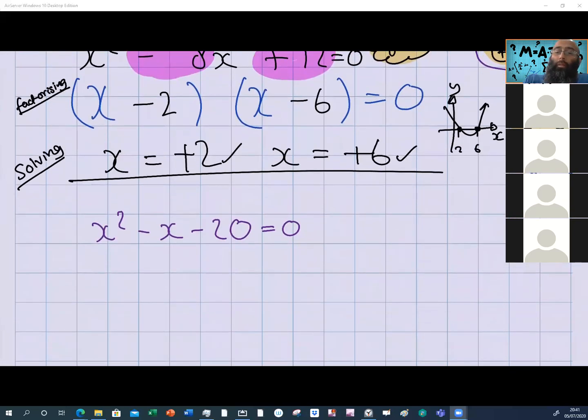We're looking for 2 numbers that multiply to give you minus 20 and add up to give you minus 1. There's no such thing as minus x. It's got to be the number. We're not talking about minus x as the coefficient.